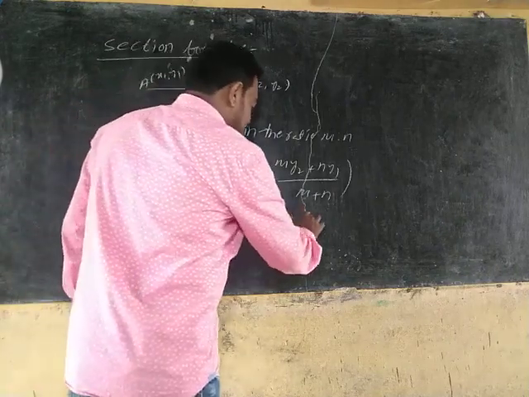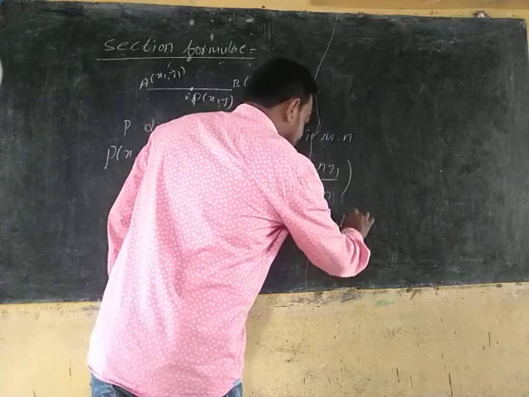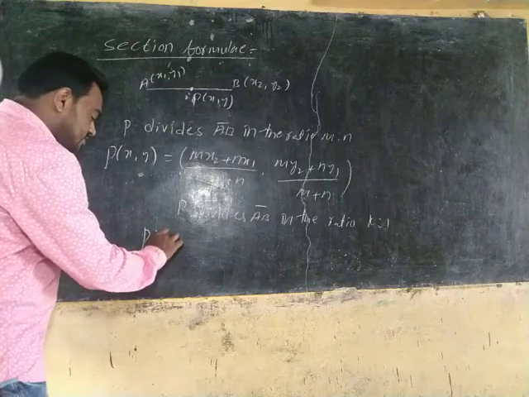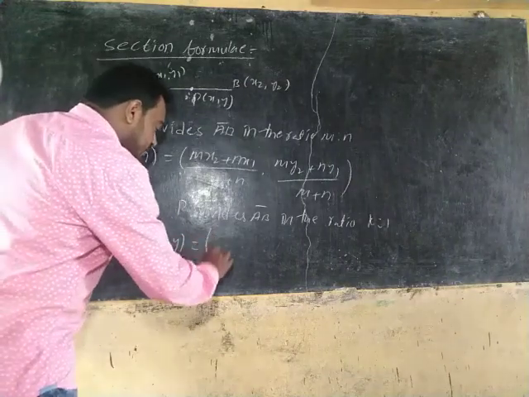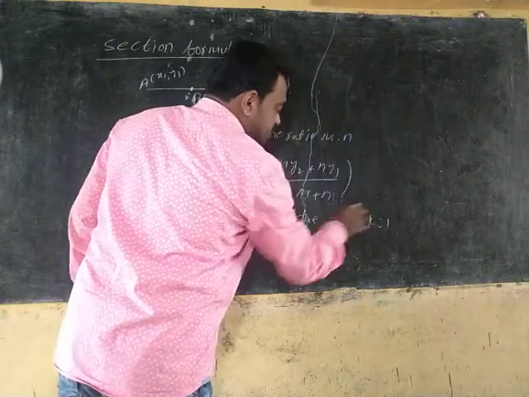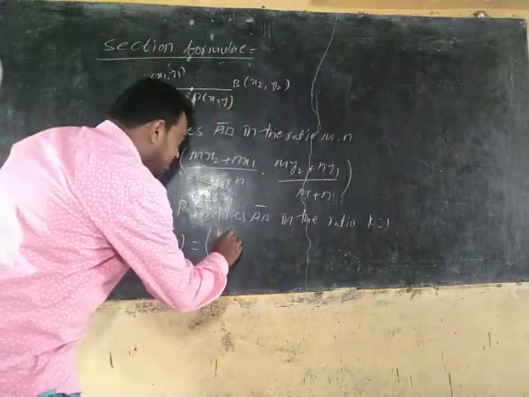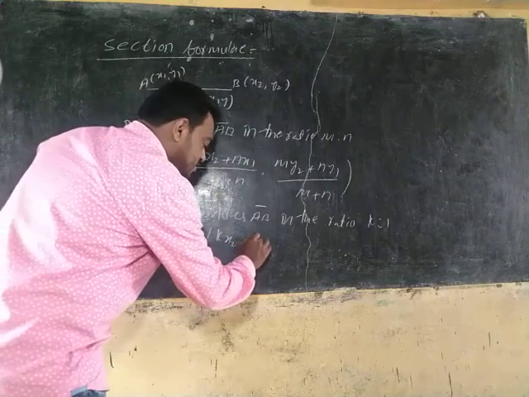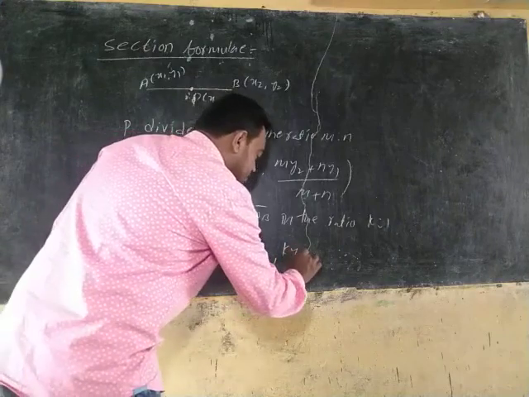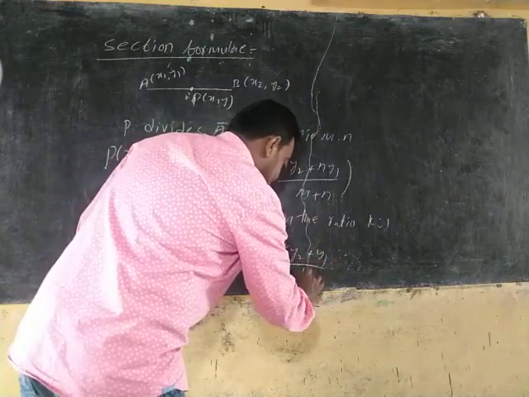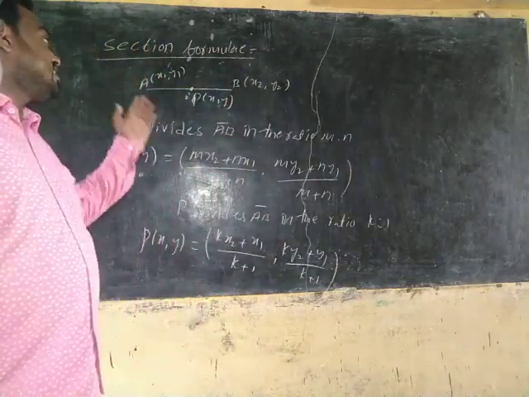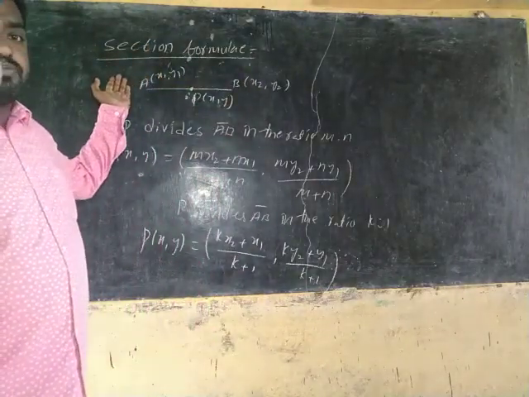If P divides AB in the ratio k is to 1, then P(x, y) is equal to what? Here, k in place of m, 1 in place of n. So (k x2 plus 1 into x1) by (k plus 1), comma (k y2 plus y1) by (k plus 1). Like this also we are using. This is the formula for the internally dividing point.